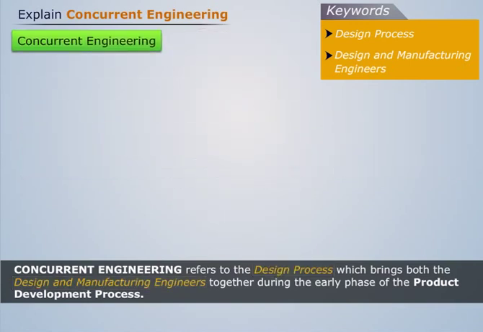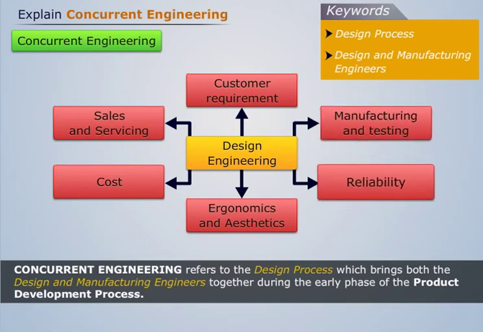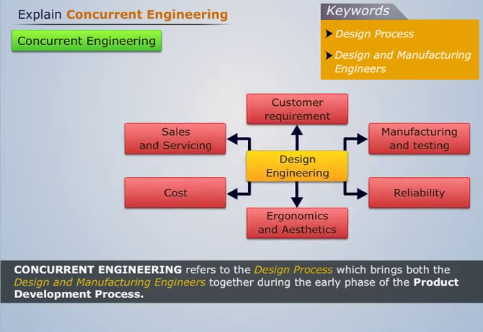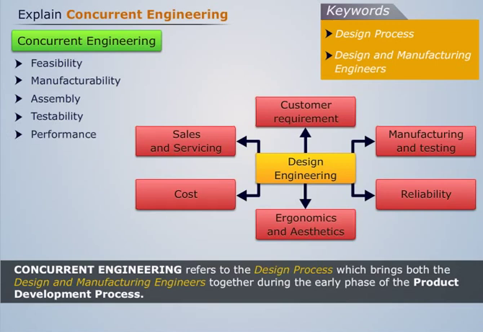In concurrent designing, the team consists of manufacturing engineer, tool engineer, reliability engineer, and others as per the requirement. The team examines the design from various aspects. They also consider various aspects of the product such as feasibility, manufacturability, assembly, testability, performance, reliability, maintainability, safety, and cost.